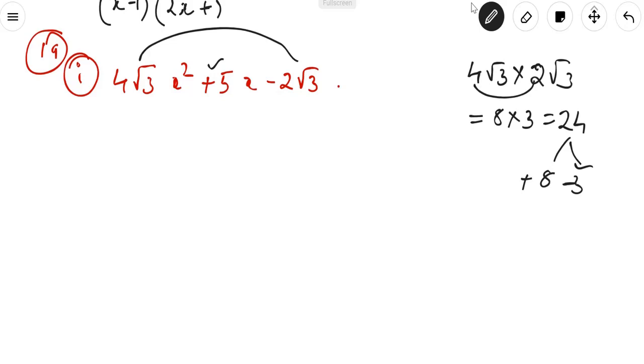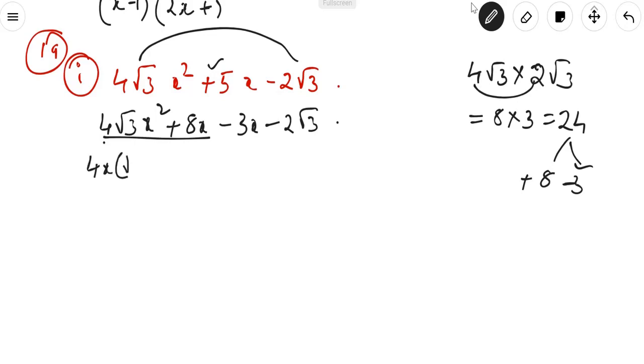Okay, now we'll start writing the equation. So 4 root 3 x square plus 8x minus 3x minus 2 root 3. Okay, now in this, what can I write here? Here 4 is outside, so I can take 4 outside here. If I take 4 outside in these two terms, I can even take x outside also. If I take this outside, what is left? 3 root 3x minus 2.